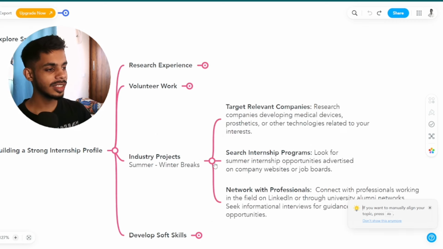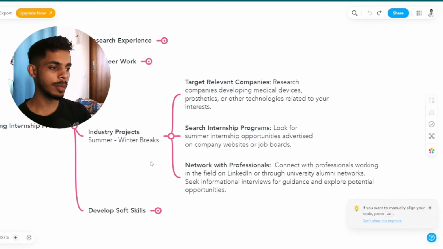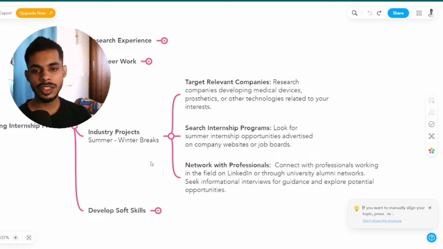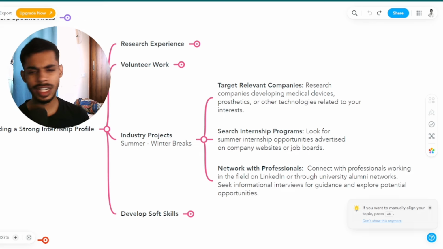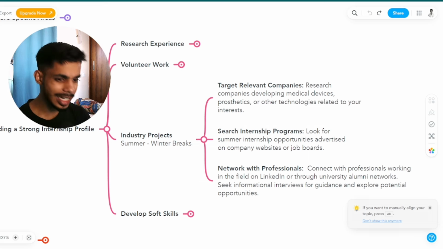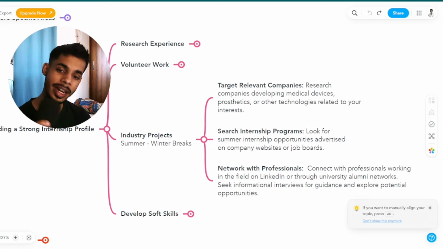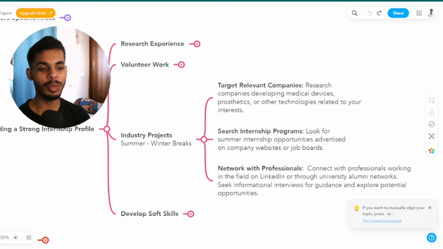Once that is done, that's exactly when we use summer and winter breaks to target relevant companies, wherein we search for internship opportunities on LinkedIn, Fiverr, Internshala, Upwork, or any of the platforms where you can find internships. And then we are networking with professionals on LinkedIn. We are becoming very active on LinkedIn at this stage of our college. We are connecting with industry professionals, telling them about our ideas, telling them about the guidance that we need, and seeking internship opportunities.